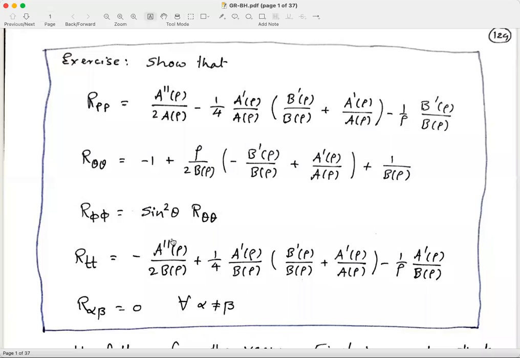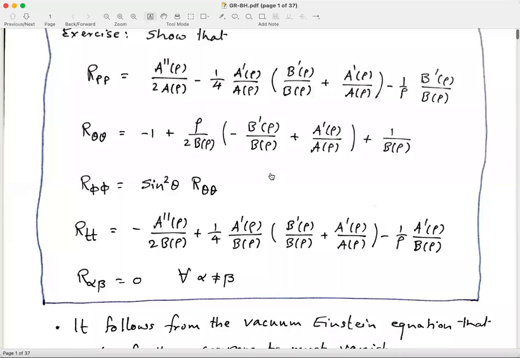Writing that metric and substituting it into the Ricci tensor expression, we got our components to be of this kind. All off-diagonal components of the Ricci tensors were 0, and the diagonal components were these four ones: R rho rho, R theta theta, R phi phi, and R T T, of which only three of them are independent. R phi phi is really same as R theta theta up to some sine squared theta factor.